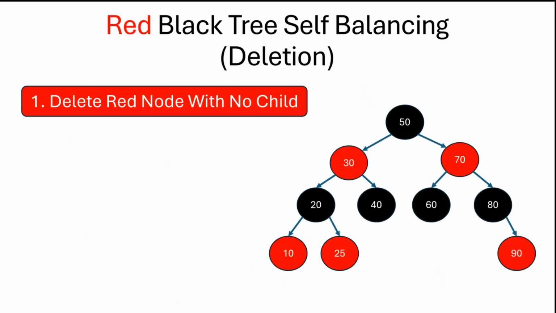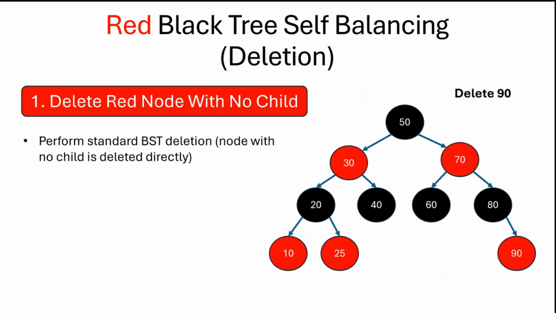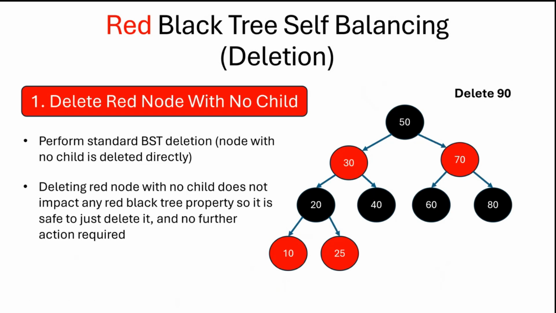Now, the first case: delete a red node with no child. Let's say we are deleting 90 here, which is a red node with no child. Perform the standard binary search tree deletion. The node with no child is deleted directly, and it is a red node, so it does not impact any black height property or other property of the red black tree. So deleting a red node with no child does not impact any red black tree property. It is safe to delete, and we can directly delete. No further action required. So the first case is easy.